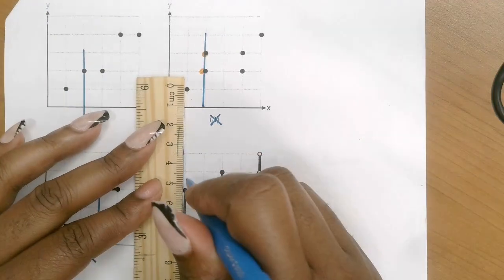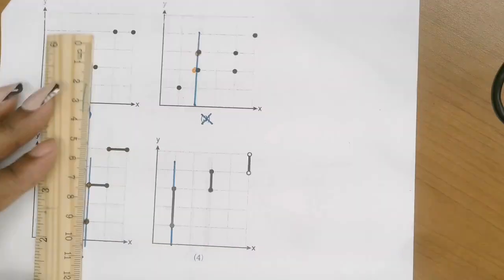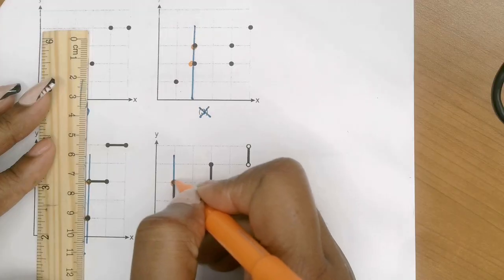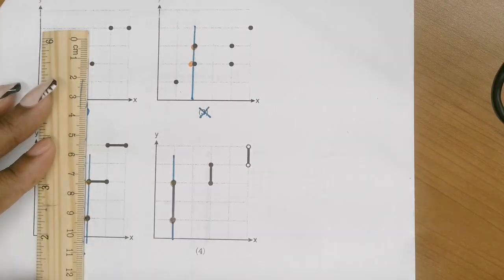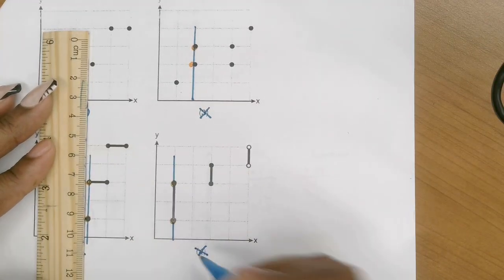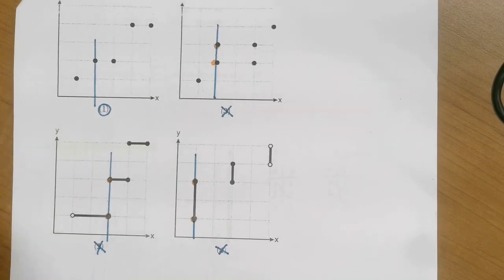And then the last one, this one, vertical line test, passes through 2 or more points, not a function. So our answer would be 1.